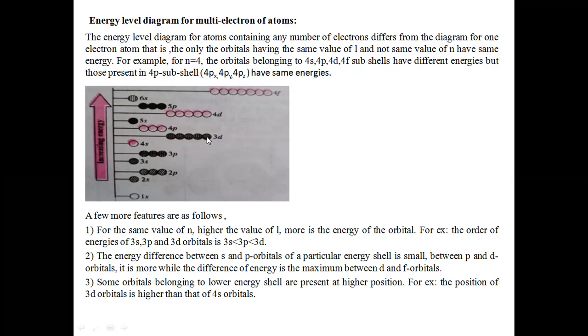In the earlier principles or rules, we have studied the energy order. The 3d orbital has lesser energy and it is at the higher position than the 4s orbital. The orbital which has lesser energy is at the higher position, and the orbital which has higher energy is at the lower position.